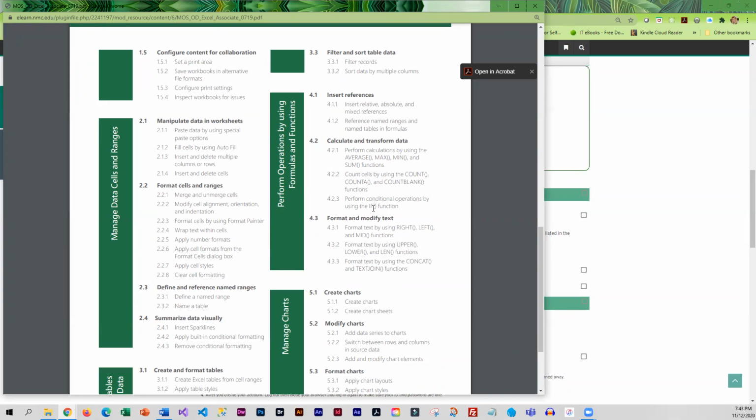So when you come over here and you see average, max, and min, and count blank, and then you see these text functions, right, left, and mid, there are questions on that. Make sure you know how to do them.